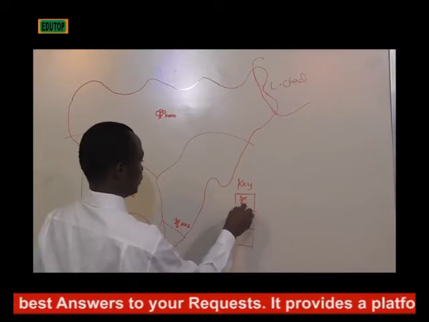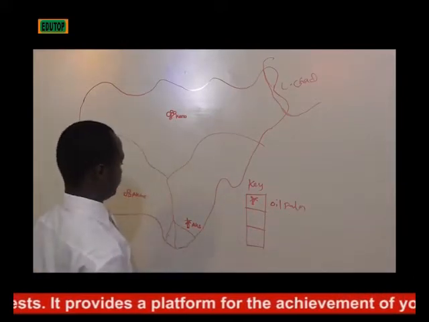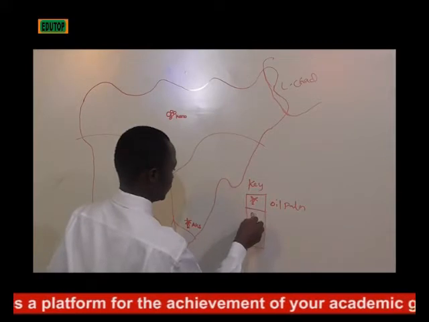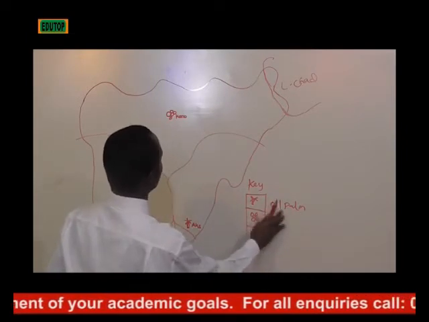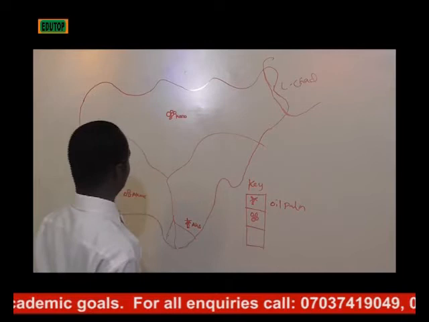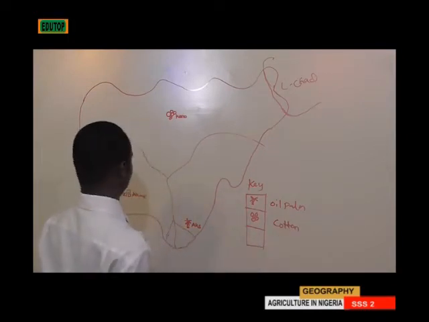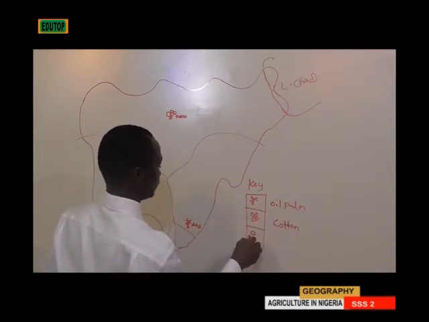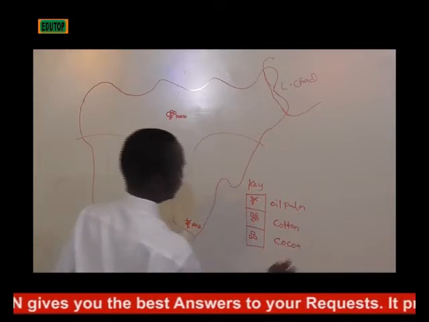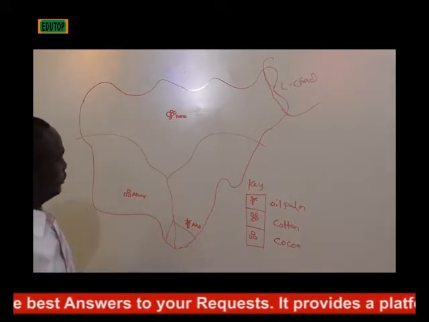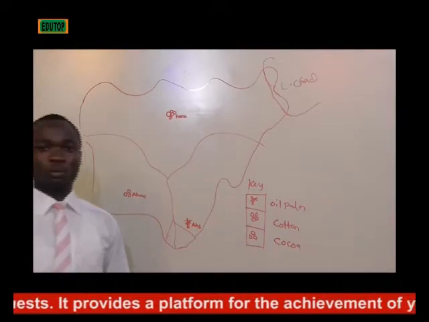This representing oil palm. And this representing cotton. And finally, this representing cocoa. So with this, we've been able to answer question 1.